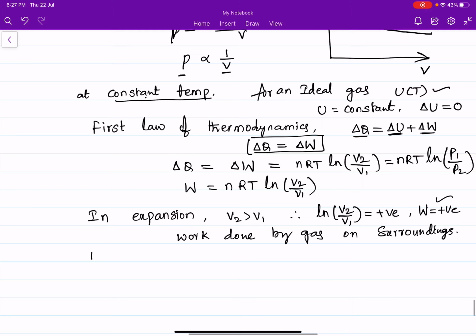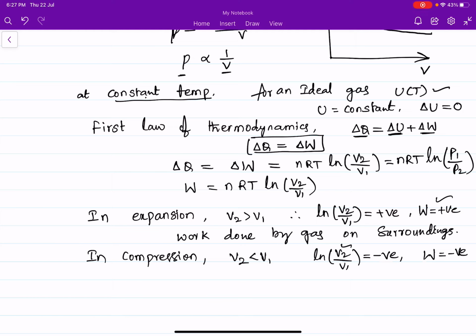Now, in the compression case, the final volume is less than the initial volume. So in ln V2 by V1, the numerator is less than the denominator. V2 is less than V1. In that case, ln V2 by V1 will come out as negative. So work done is also negative. If work done is negative, that means compression is occurring.